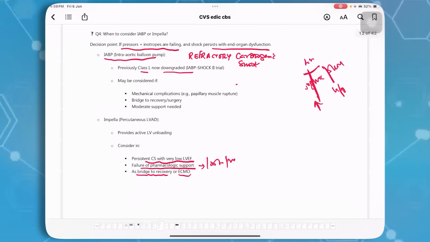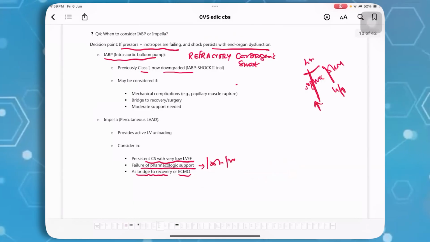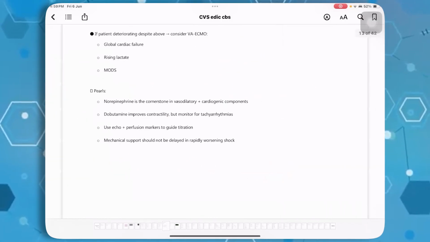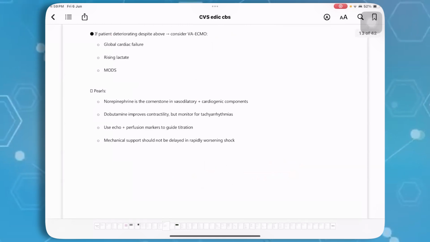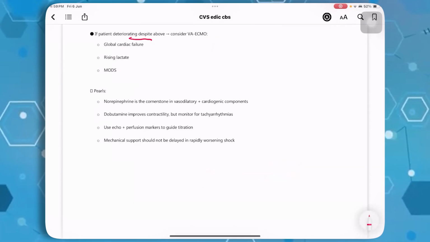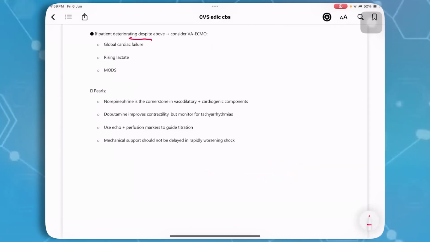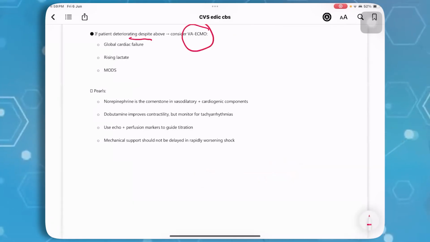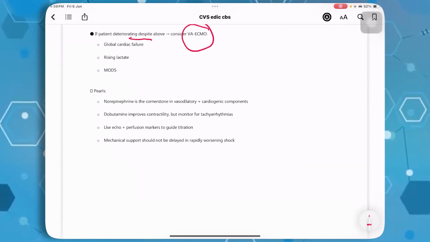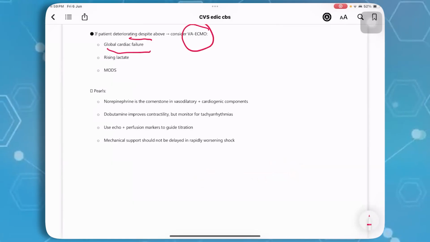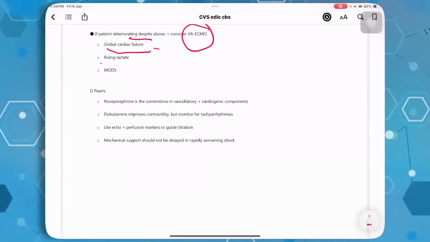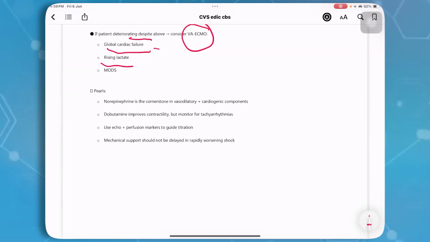So you should always consider these mechanical supports whenever the patient fails to come out of the cardiogenic shock. If the patient continues to deteriorate despite the LVAD, despite the IABP, that is the time when you should start thinking of putting the patient on a veno-arterial ECMO, that is VA ECMO. It is specifically indicated in global cardiac failure where you suspect that it is a reversible kind of disease, a rising lactate, and in the presence of MODS.